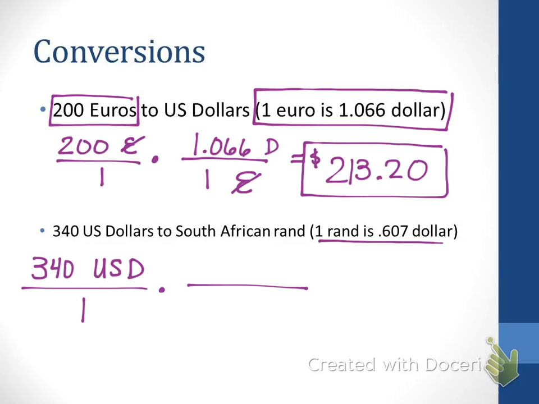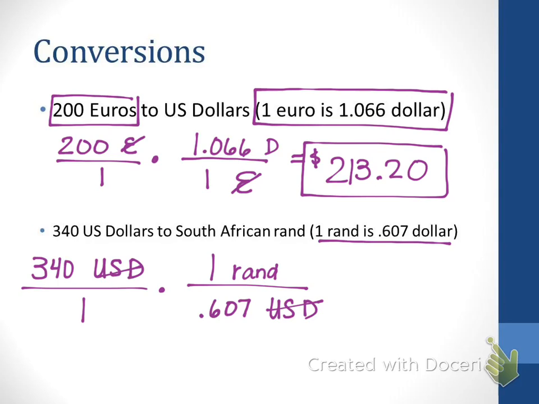I know my second fraction is going to be made up of this conversion, but what has to go on the bottom of this second fraction? US dollars. In the conversion, what is the number that goes with US dollars? 0.607. And 1 rand goes up top. So US dollars cancels out and I'm just left with rand. But what type of problem is this now? Division. Because see the numbers on the bottom? Does that make sense? So then we're going to do 340 divided by 0.607.